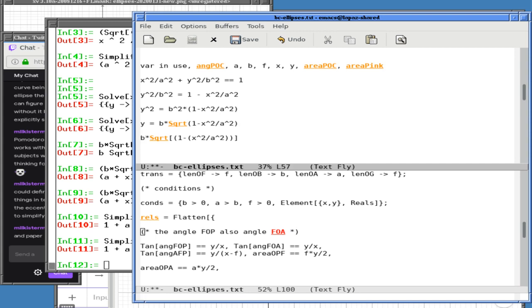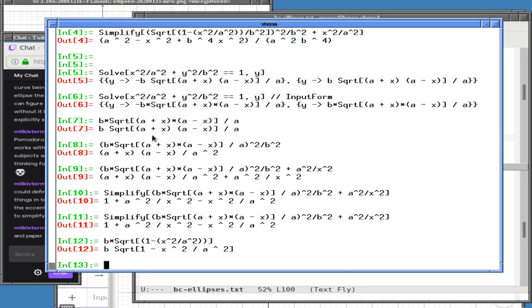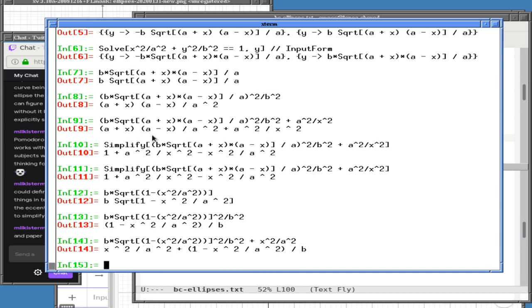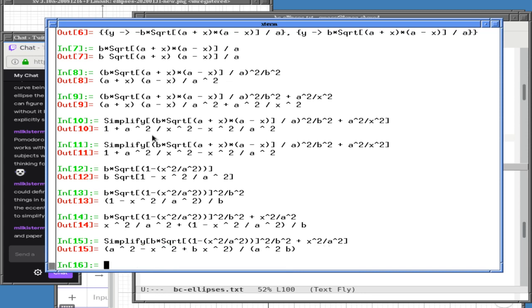So this is b times this value here. Okay, I'm pretty sure this is correct for the value of y. Square that over b squared plus x squared over a squared. Simplify this, and we get stuff. I mean, it's possible this is 1, I'm just not recognizing it as being 1.